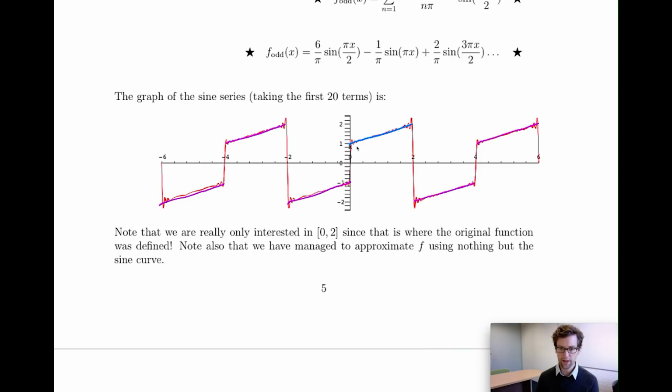So you can see here that the odd periodic extension resulted in a Fourier series that does match my original function from 0 to 2, but only when I add in enough Fourier terms. So what we're going to do next is do exactly the same problem, except this time look at the even periodic extension.